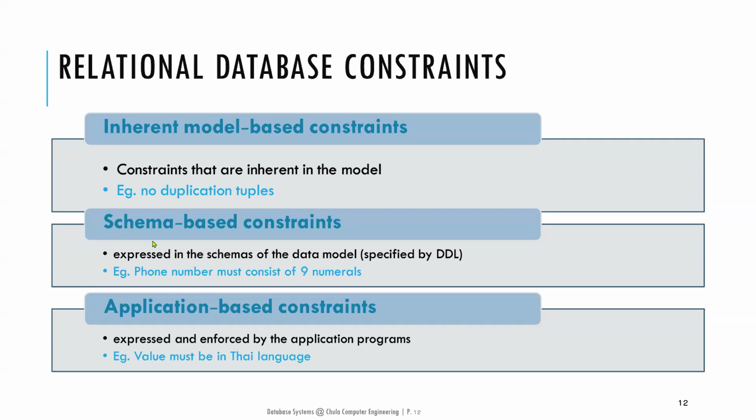The next set of constraints is called the schema-based constraint. This would happen when you design the schema for that particular database. So when you do it, we'll use SQL to write out the constraints here. Basically, we'll use the SQL called DDL, or Data Definition Language, to specify the schema-based constraints. For example, we can say that a phone number must consist of 9 numerals. So these would be written out within the database, all right?